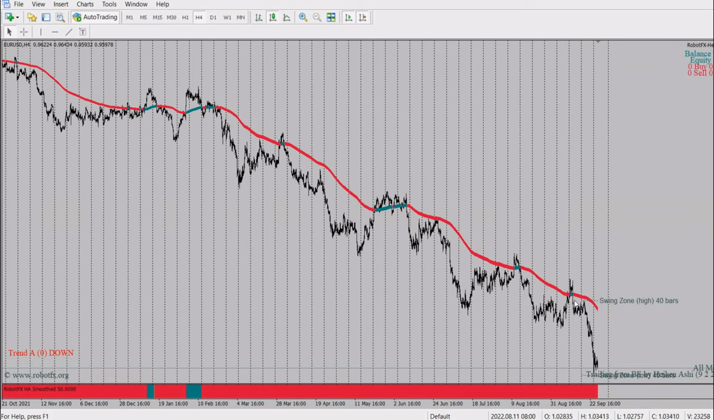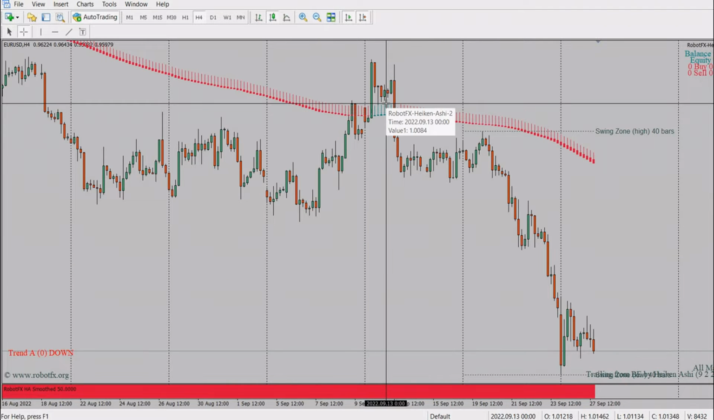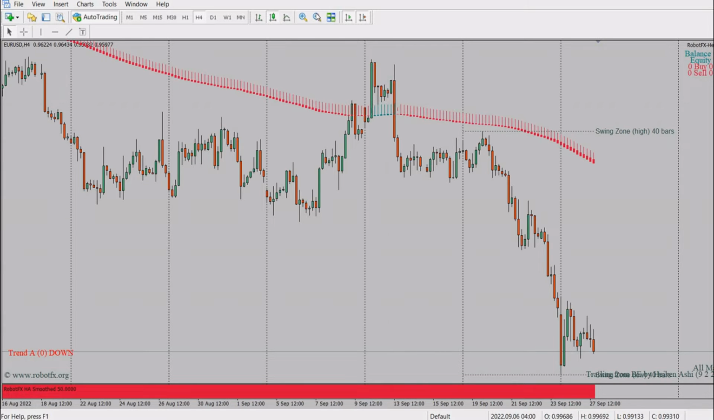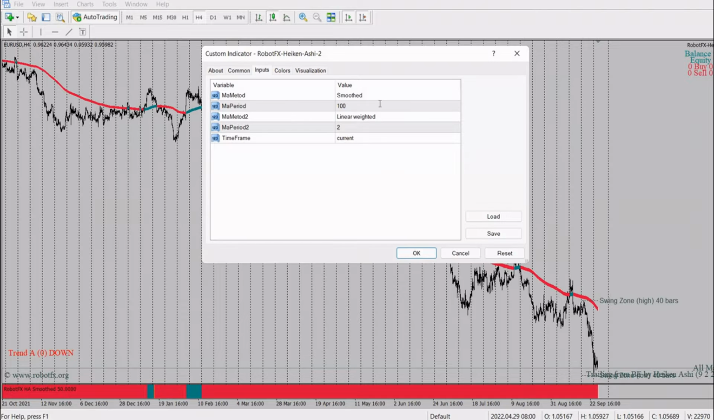Still a little not happy with here and here, where again I wanted to sell, and the expert advisor might be restricted by the fact that at the moment of selling, well, there was not a downtrend. So finally, I'm going to set this to 200. That for this chart matches.